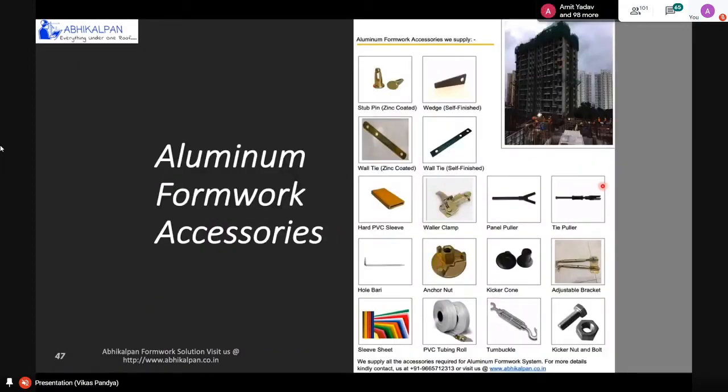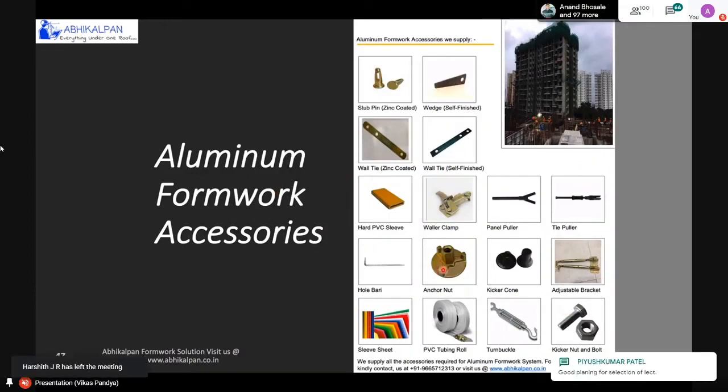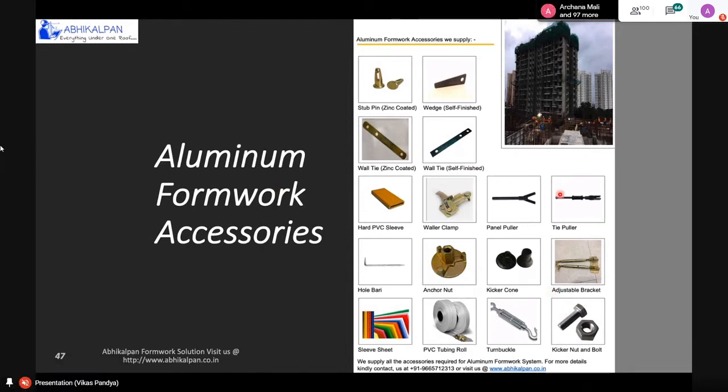So these are the common accessories which we are using for the aluminium formwork system. There are a lot more accessories also, but I cannot show them in this presentation, as we use more than 50 types of accessories for the aluminum formwork system. So the main accessories I have mentioned over here. This is pin.